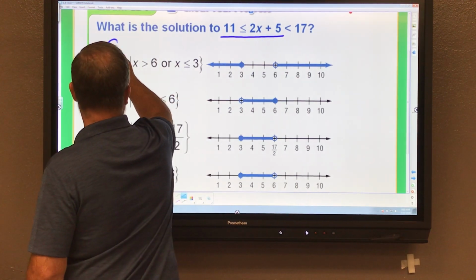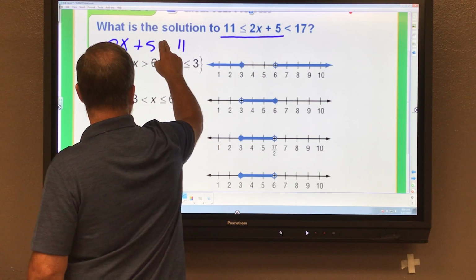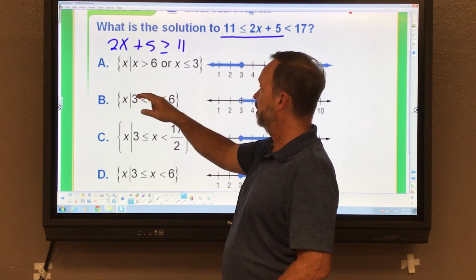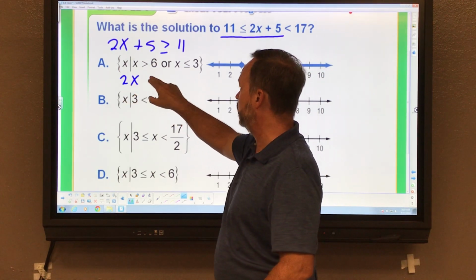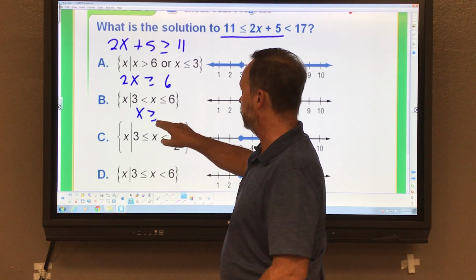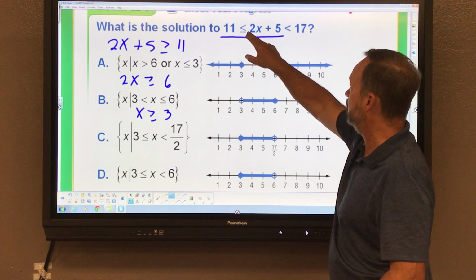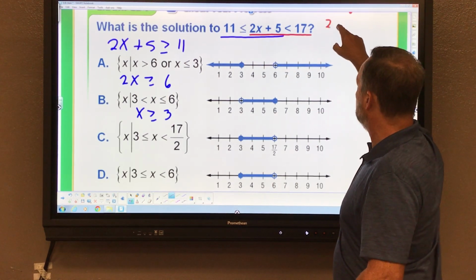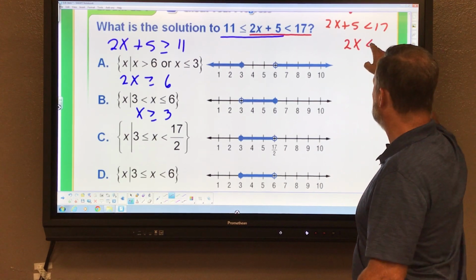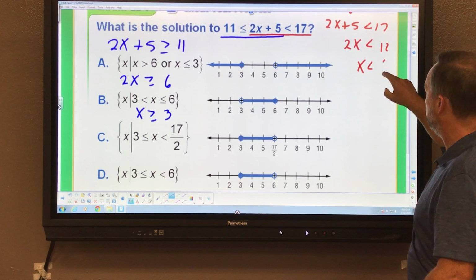so I'm just going to go ahead and turn it around. That first part, the 11. And the 2x is greater than or equal to 6. X is greater than or equal to 3. And the other piece here, 2x plus 5 is less than 17. 2x is less than, so the 5 over here makes 12. X is less than 6.